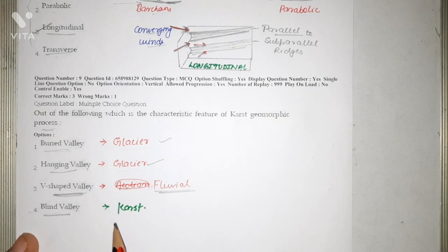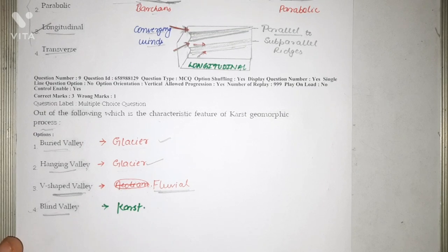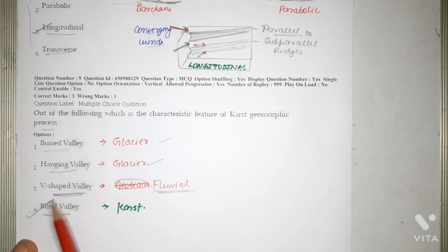Blind valleys are a characteristic feature of karst topography, and these refer to the valley of a surface stream which disappears in limestone formation through a shallow hole or sinkhole. Because of their presence in limestone formation, these are characteristic features of karst geomorphology. So blind valley is a characteristic feature of karst geomorphic process, and V-shaped valleys are characteristic features of fluvial landform. Hanging valley and buried valley are glacial landforms.